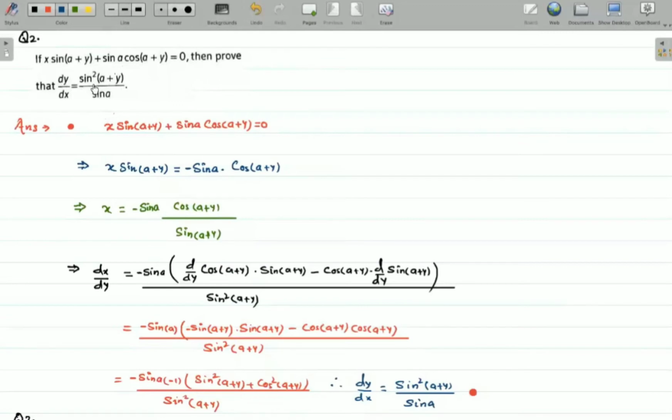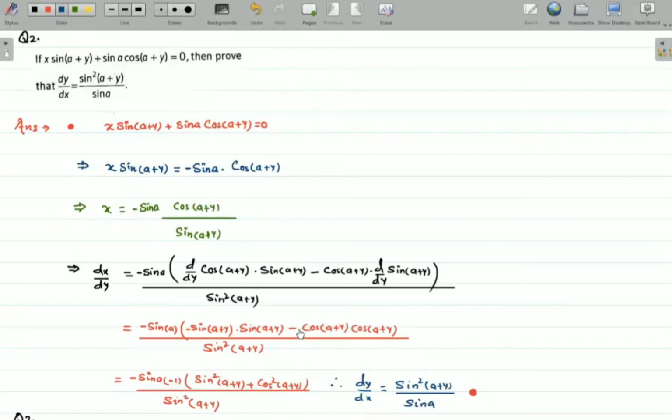In this question, we can use the same concept that we used in question number 1. I will try to express this in terms of x, so we'll get this. But minus sine a is a constant. So we can differentiate again both sides with respect to y. We have to use the quotient rule, so I have used the quotient rule.